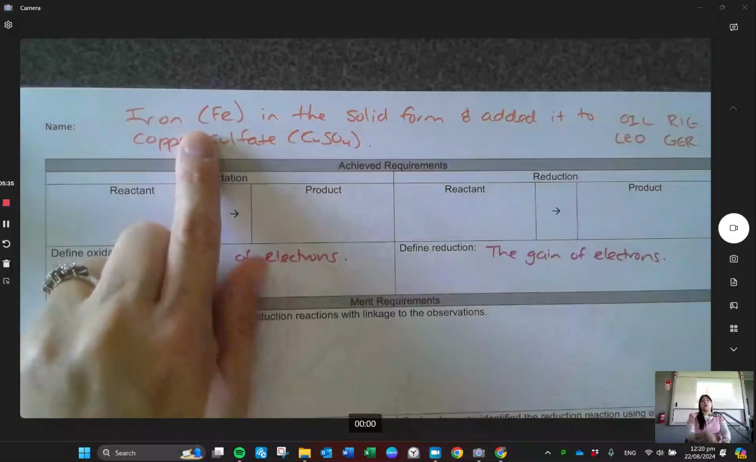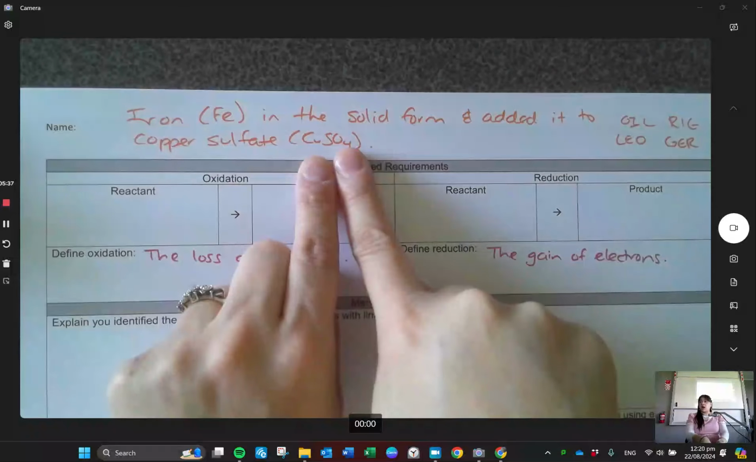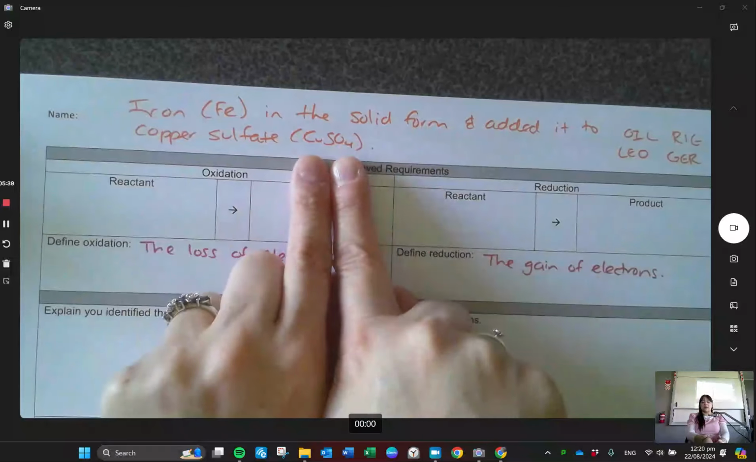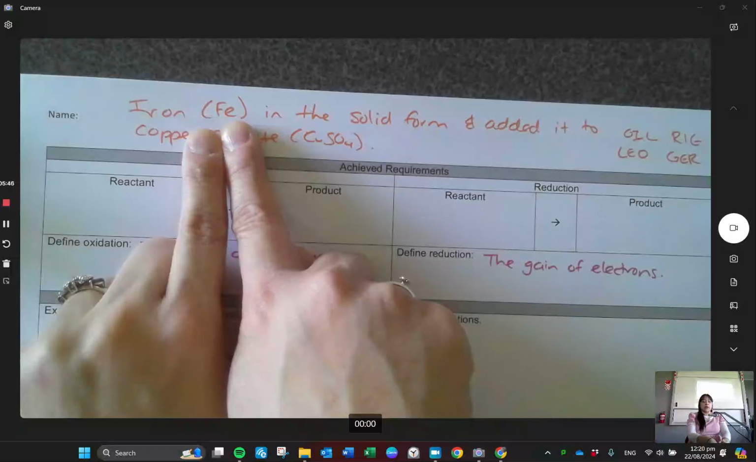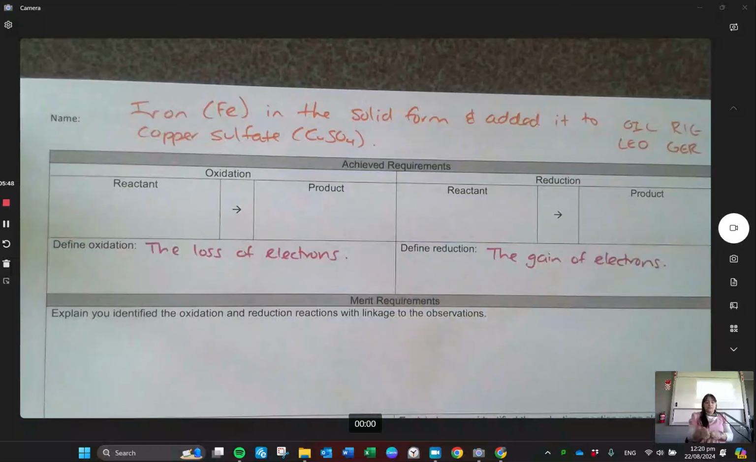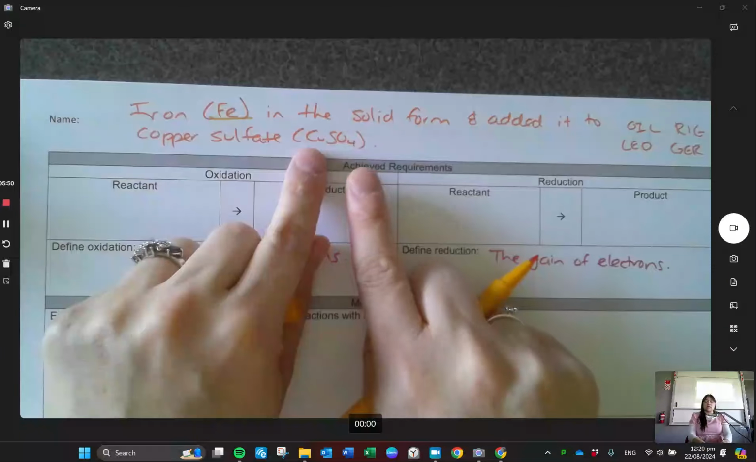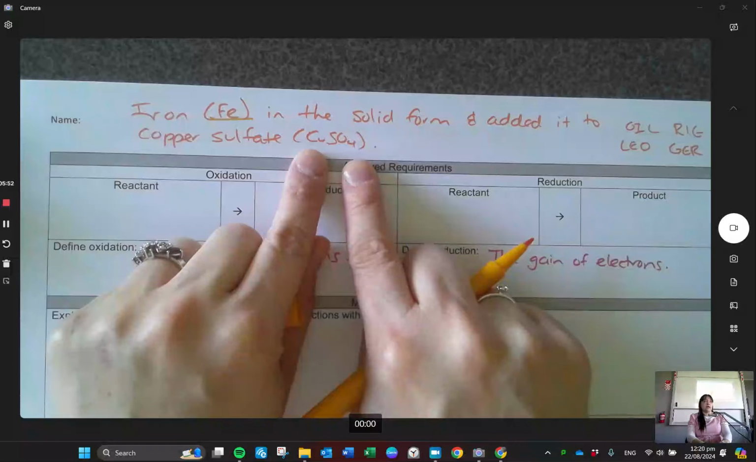Okay, so I have added iron and I've added copper sulfate. I know if I just had copper sulfate on its own, it wouldn't do any reaction. So I know there must have been a reason that I've added the iron. So I know iron must be involved in this reaction. The next question is, is it the copper or the sulfate involved in the reaction?